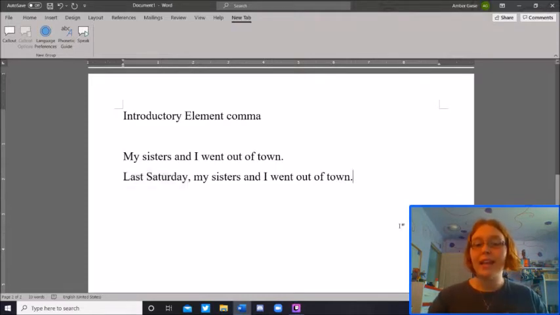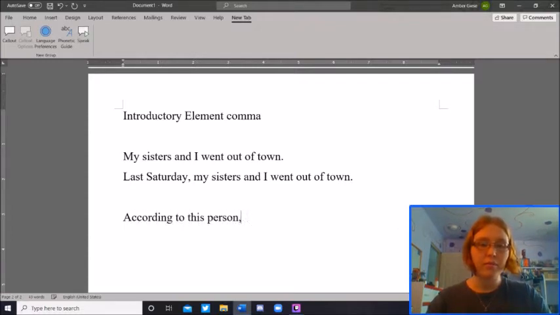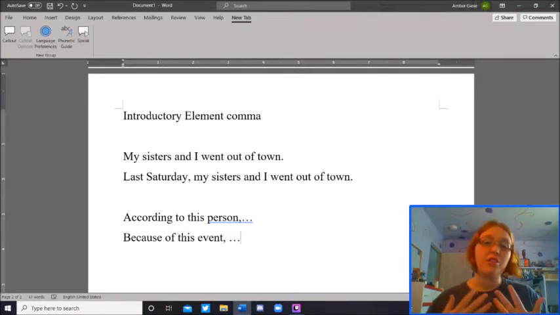Typically, I see this happen in academic papers with phrases such as, according to this person, or because of this event, comma, etc., etc. So these sort of things are the things you'll be able to use.